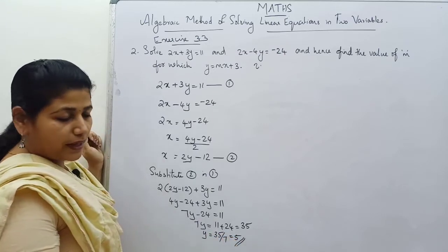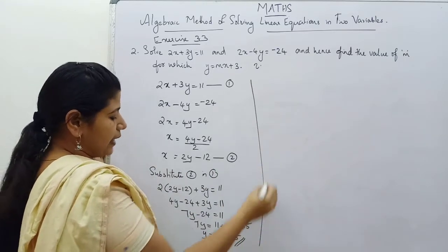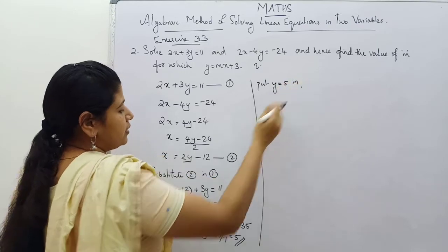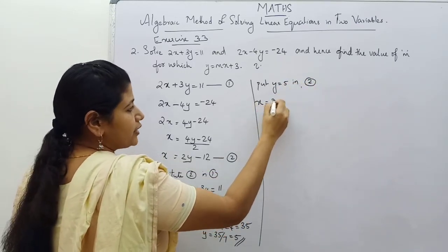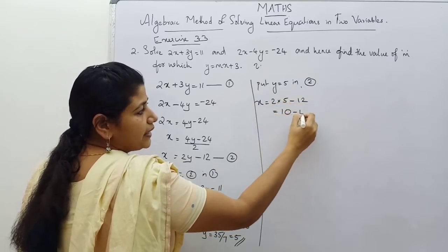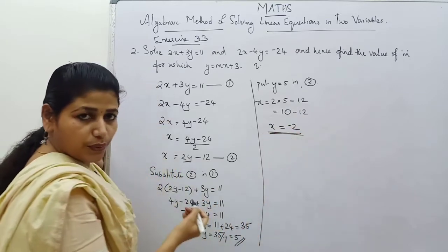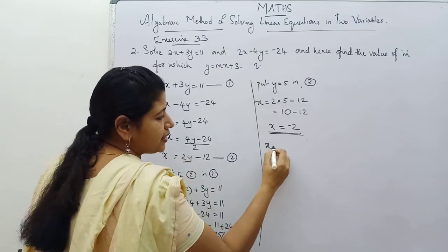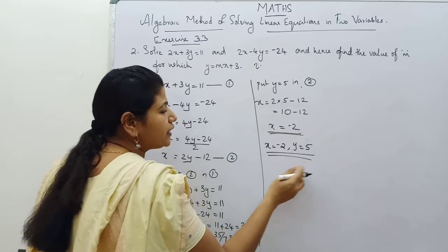So what is the value of y? y is 5. Now we can find x. You can put the value of y equal to 5 in the second equation itself. So x is 2 into 5 minus 12, that is 10 minus 12, and you will get negative 2. x is equal to negative 2. So you got the values x equal to negative 2 and y equal to 5. After that, what do we want to do?